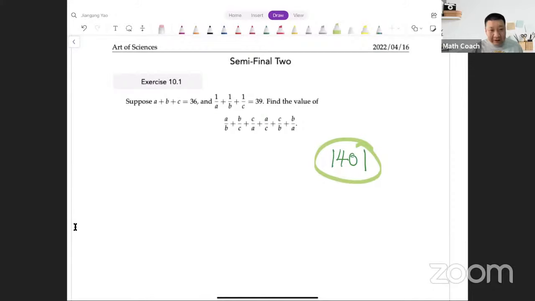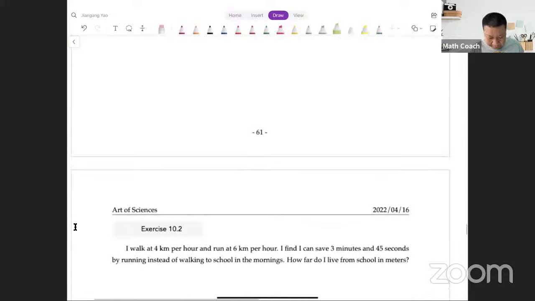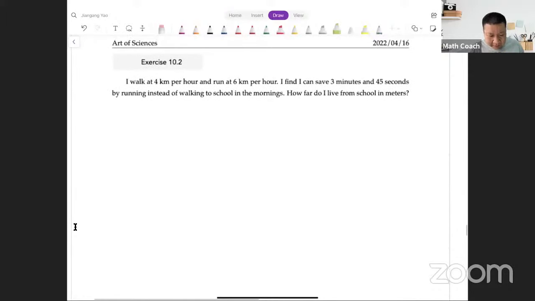All right, no worry, 88, there's still a long way to go. And now the next question. I walk at 4 kilometers per hour and run at 6 kilometers per hour. I find I can save 3 minutes and 45 seconds by running instead of walking to school in the mornings. How far do I live from school in meters? 62, go ahead. Your answer is wrong. Okay, so 88, now you have 45 seconds.